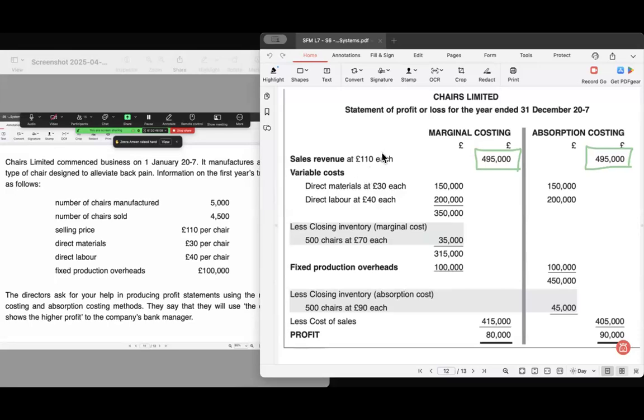They have the sales revenue per chair, right? This means the price per chair is equal to 110. So 4,500 into 110? Yes, that is correct. Selling price multiplied by number of chairs sold. Yes, 4,500 into 110.